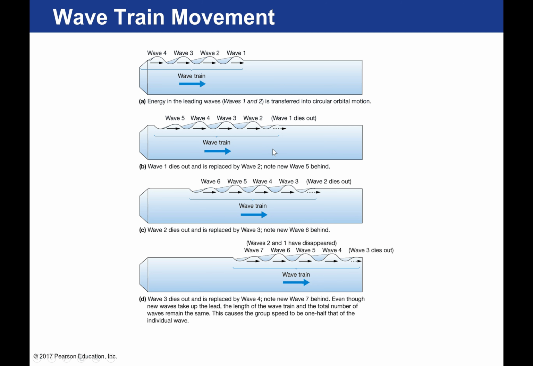Now wave 2 is your leading wave. When wave 2 dies out, wave 6 replaces it in the back. Same thing again, wave 3 is your leading wave, wave 3 dies out, and wave 7 replaces it in the back. Those waves are always replacing themselves, and what's important to note is that as each wave disappears and a new one comes in the back, the entire wave train has moved forward.